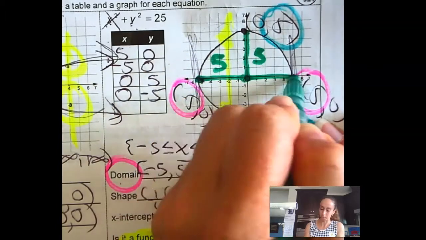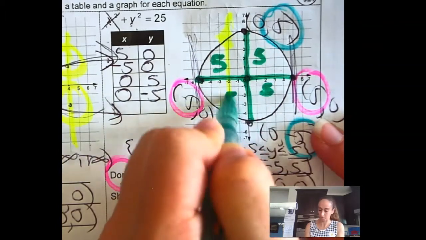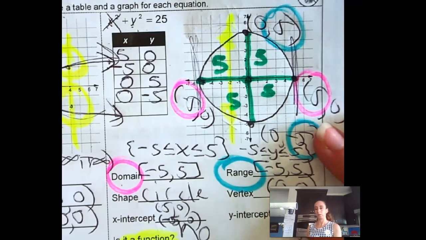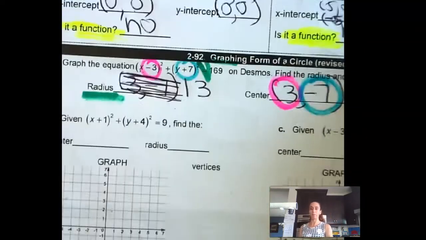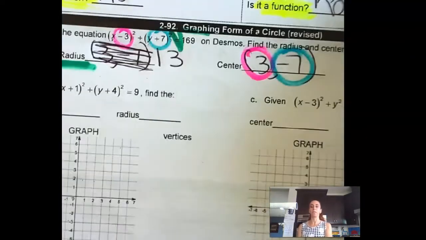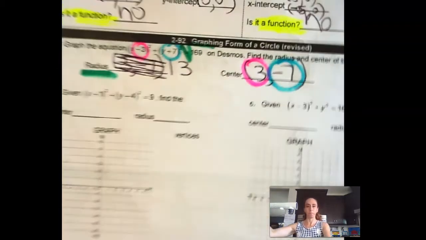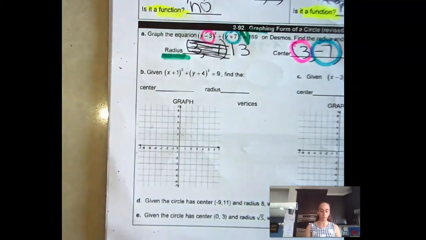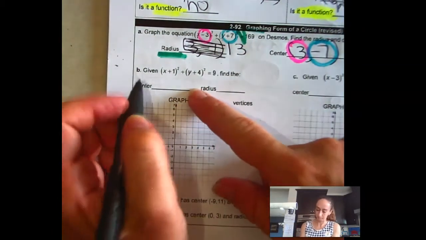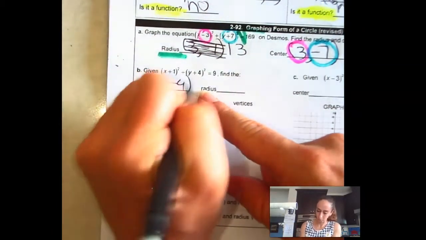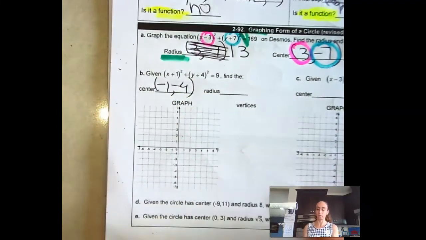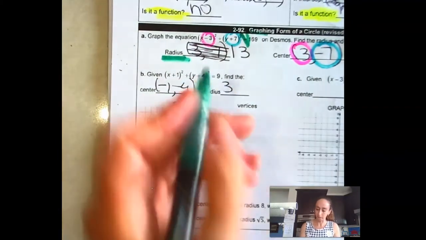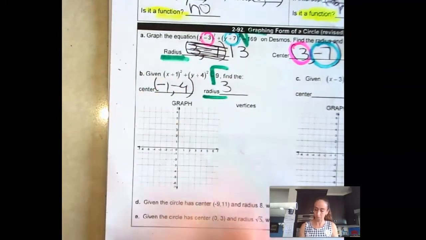5, 5, 5. So what that means is that when I graph this one, it should be a distance of 13. Oh, they actually didn't do that problem. Okay? So now that we know that, let's see if you can figure out the center for this one. Negative 1, negative 4. And what would the radius be? 3.